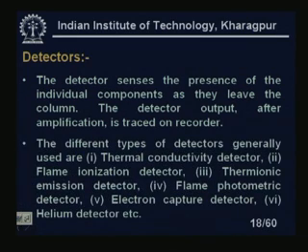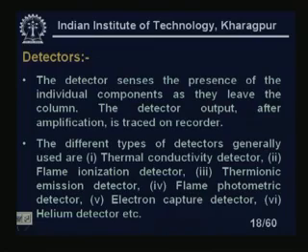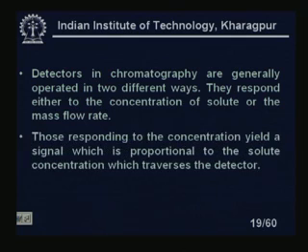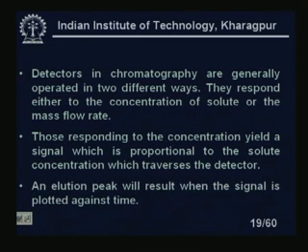The different types of detectors generally used are thermal conductivity detectors, flame ionization detectors, thermionic emission detector, flame photometric detector, electron capture detector, and helium detector. We will discuss some, not all, of them. Anybody can refer to a standard book on gas chromatography for this. Detectors in chromatography are generally operated in two different ways. They respond either to the concentration of the solute or to the mass flow rate. Those responding to the concentration yield a signal which is proportional to the solute concentration which traverses the detector. An elution peak will result when the signal is plotted against time, right.